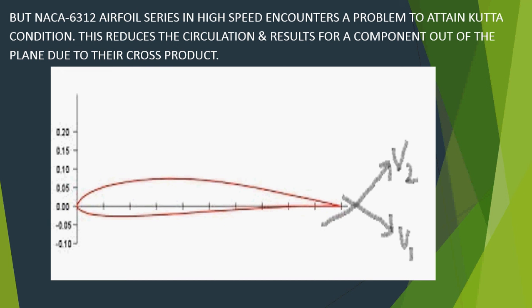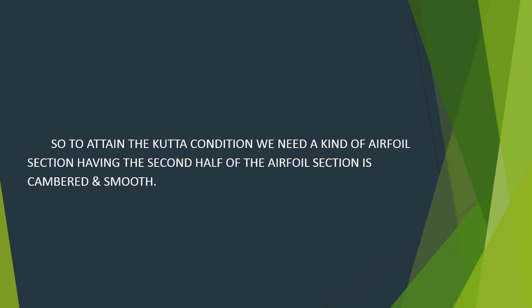This also reduces the circulation over the airfoil. So we can get high lift from that airfoil, but it doesn't satisfy the Kutta condition. So we have to make some modification to that airfoil so that we can also satisfy the Kutta condition and also get high lift. To attain the Kutta condition, we need an airfoil section whose second half is cambered and smooth.